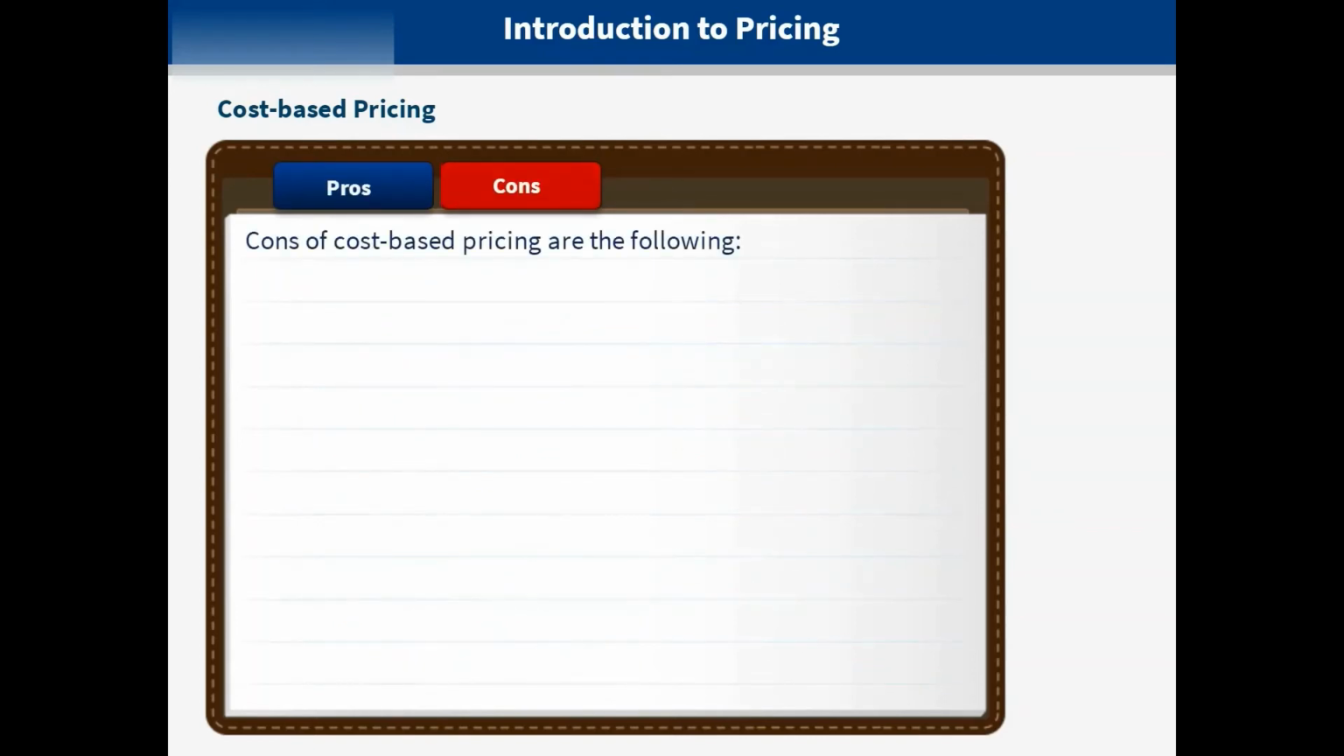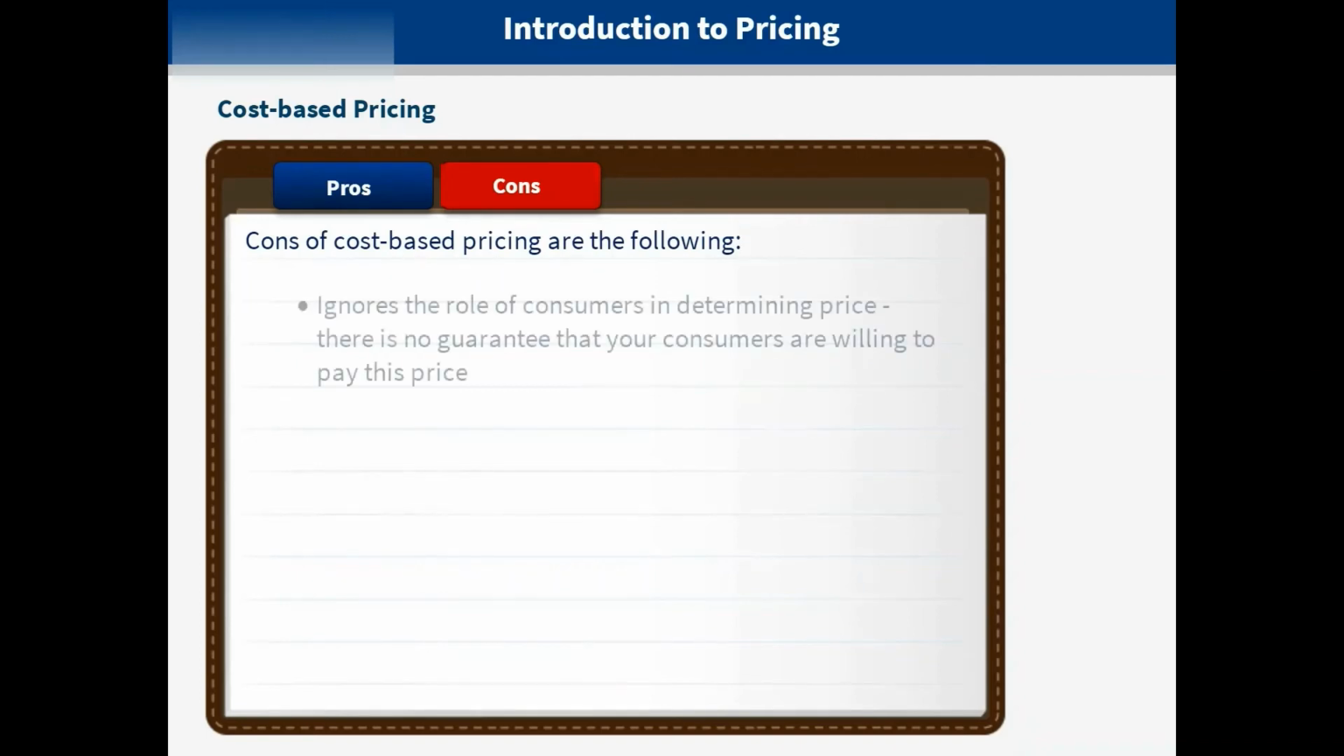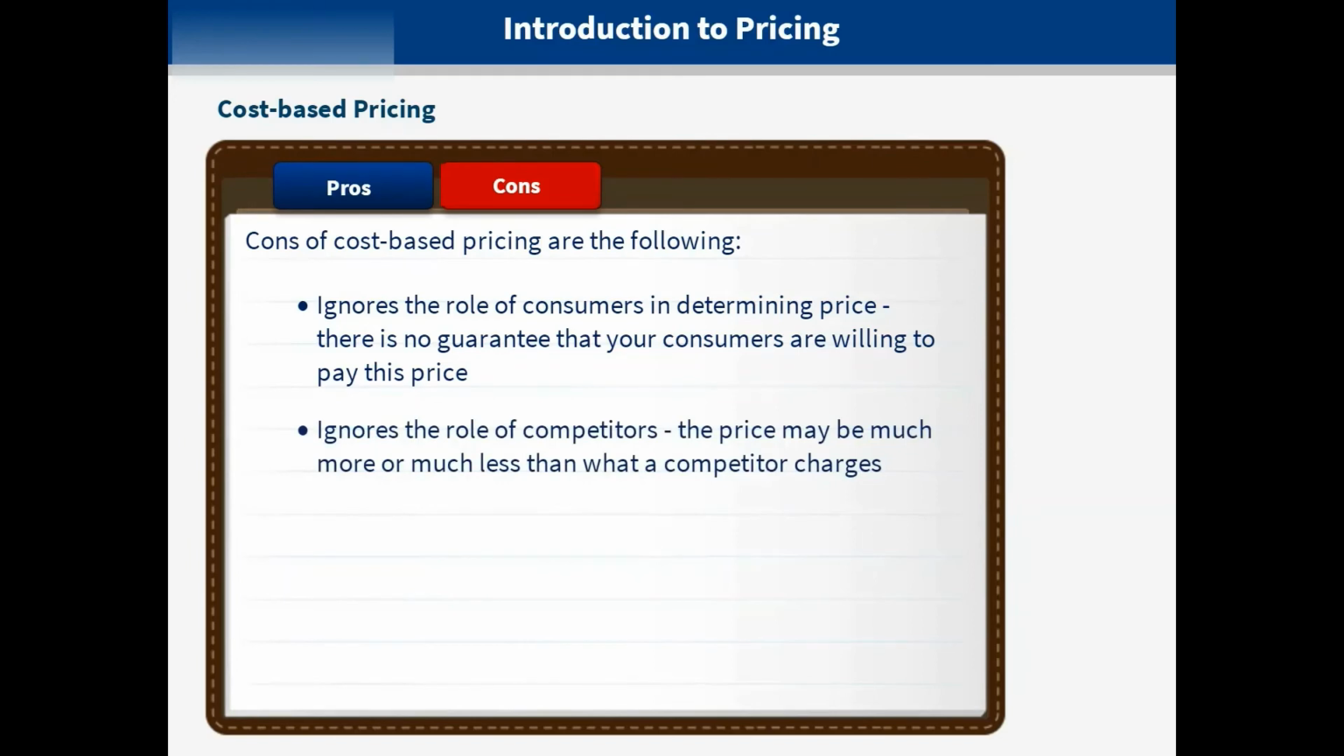Some disadvantages of cost-based pricing include the following. It ignores the role of consumers in determining price. There is no guarantee that your consumers are willing to pay this price. It ignores the role of competitors. The price may be much more or much less than what a competitor charges. It creates little incentive for cutting costs, and it ignores opportunity cost.